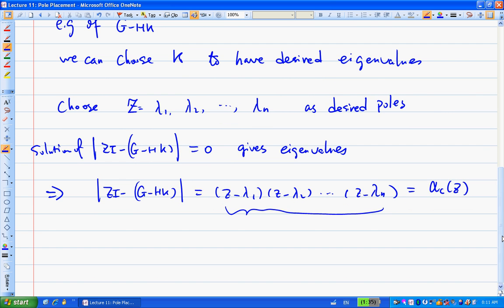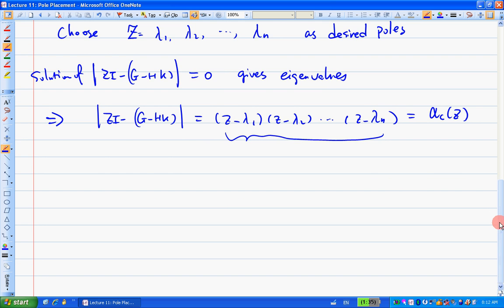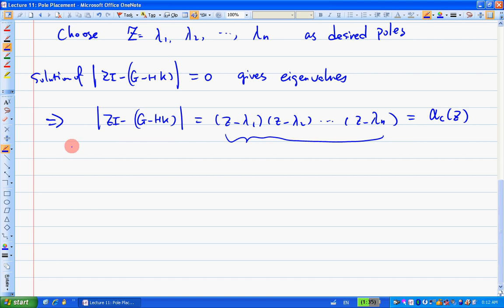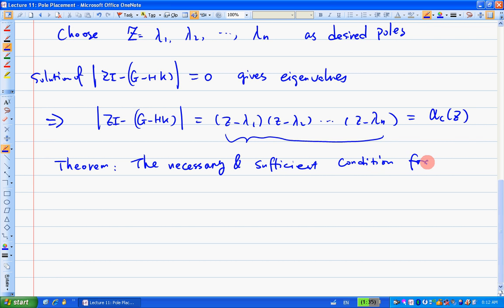So let's take a simple example here to illustrate this idea of pole placement. But before we move on, let me state this theorem. The necessary and sufficient condition for arbitrary pole placement is that the system is controllable.